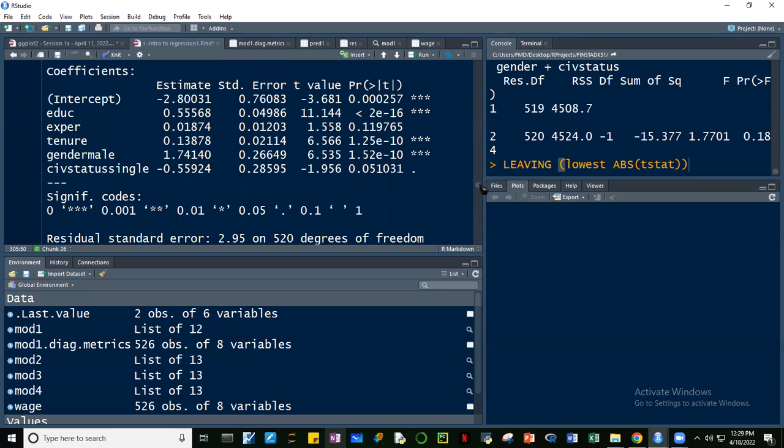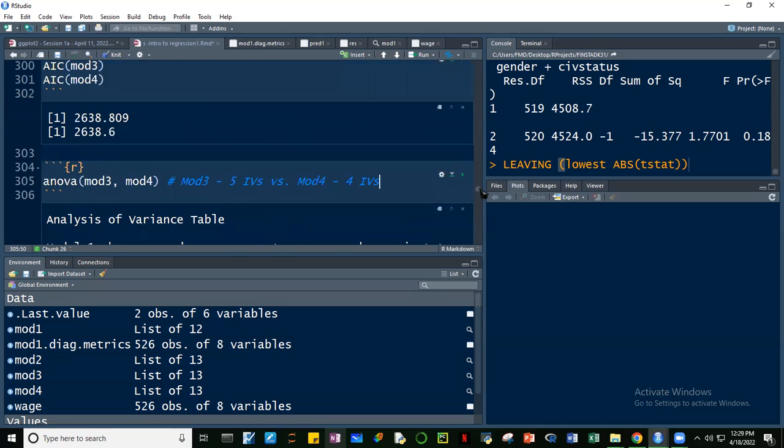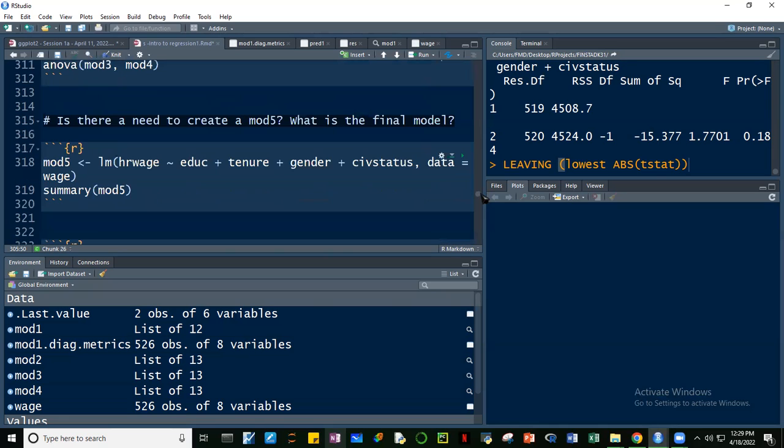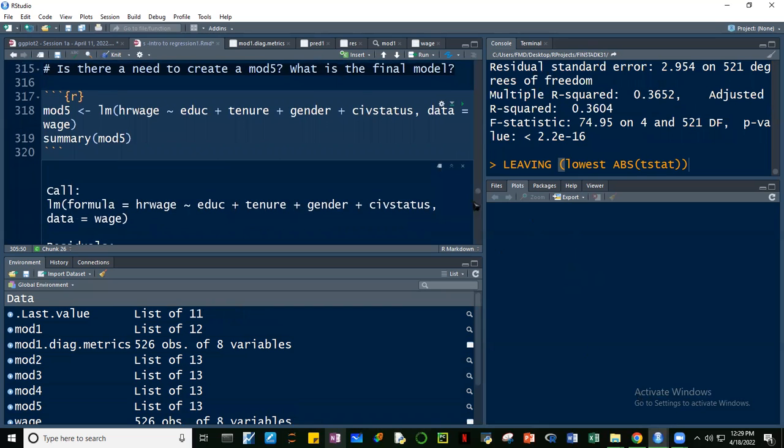Okay, so what will happen here is that our leaving variable will be experience. So tatanggalin na natin si experience. Right? So mag-model 5 tayo. This one, model 5. So we now have education, tenure, gender, civil status. Tinanggal na natin si experience, si number of dependents, at saka si race. Tinanggal na natin yung 3 yun. So let's run this. It's almost time, guys.